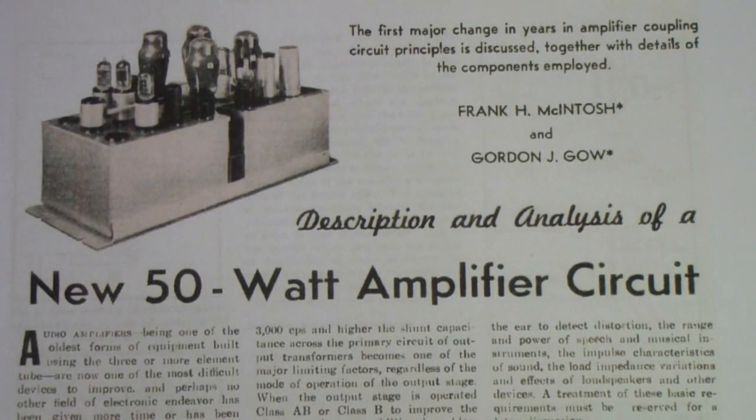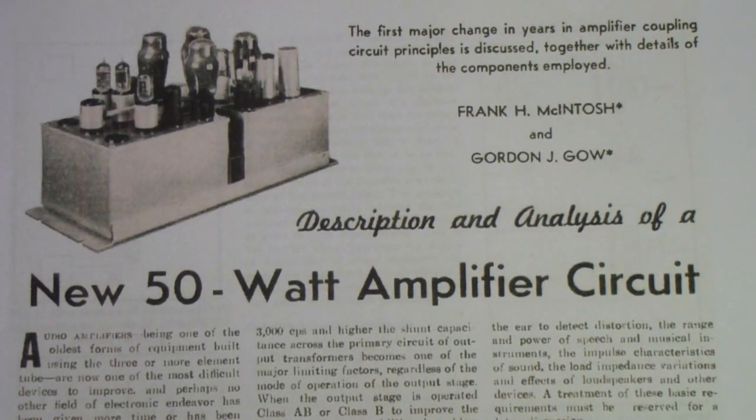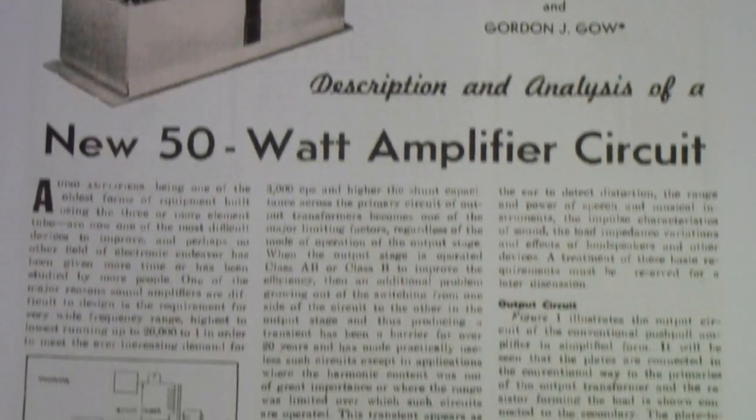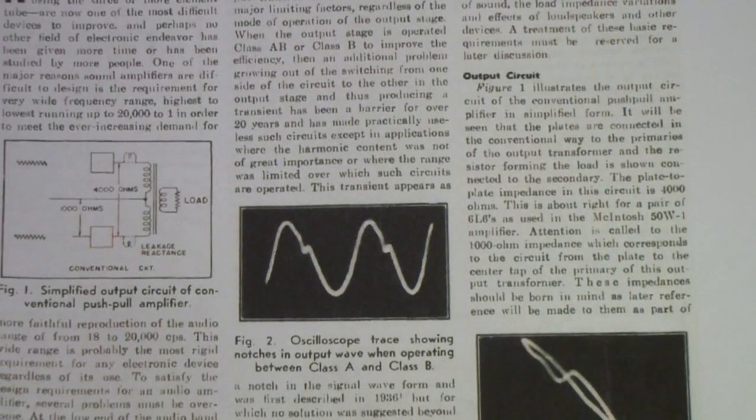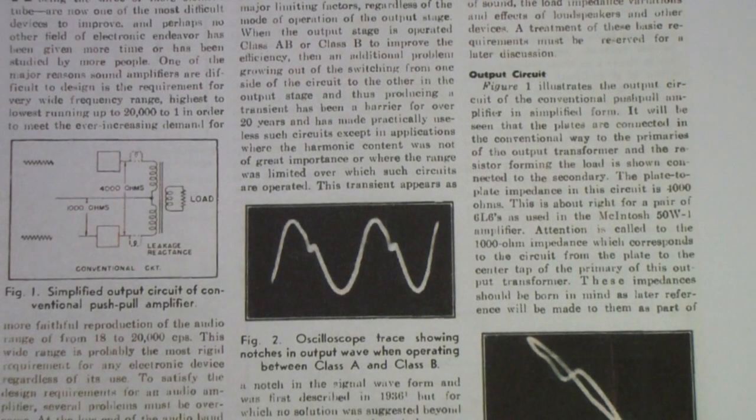In my third video on magazines, I talked about this article on the new 50-watt amplifier circuit by McIntosh. In the course of that, I talked a lot about the new transformer and the cathode coupling that they used in this, but one thing that I omitted in the interests of time was why it was so important to find solutions to some of the problems with the transformers of the day. And one of the things that I would like to talk about now in this video are output transformers.